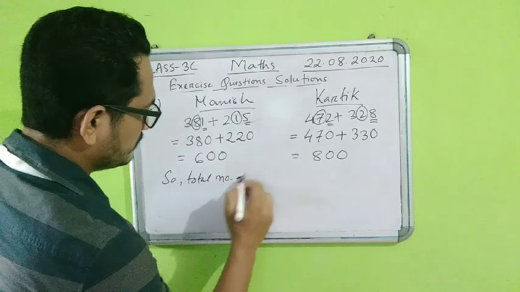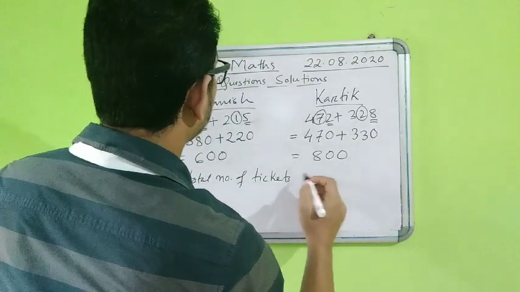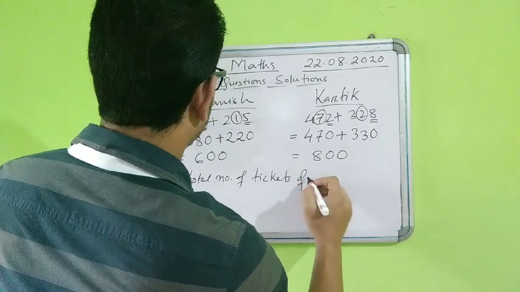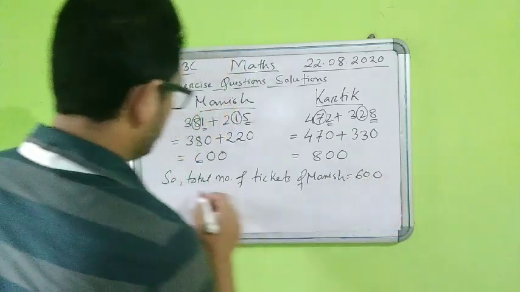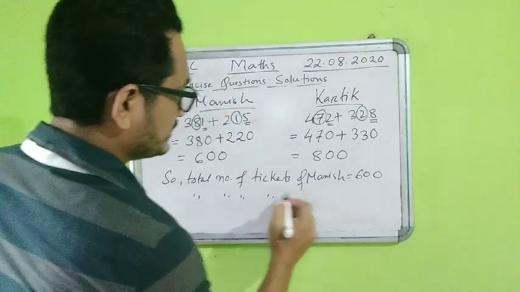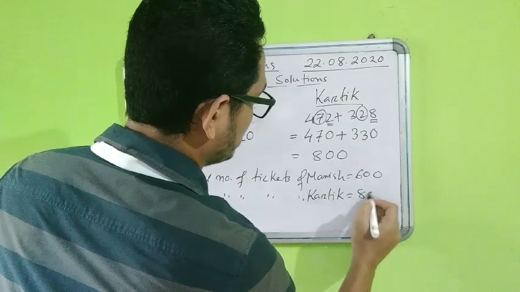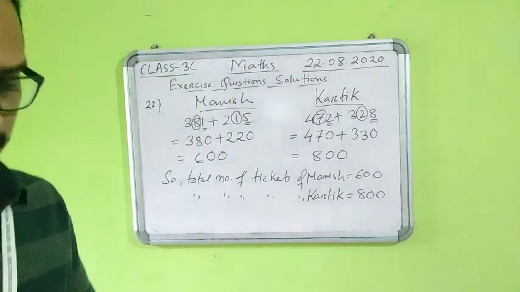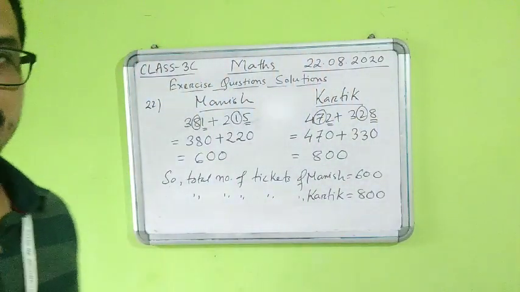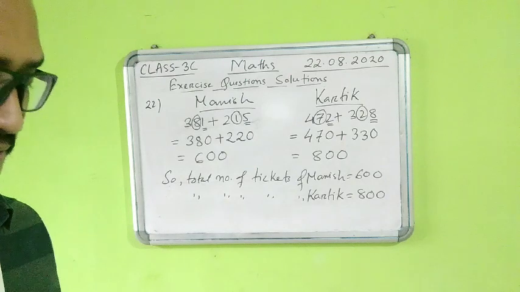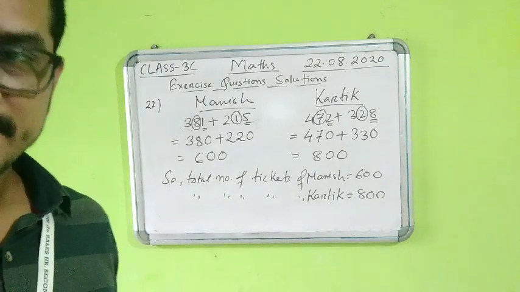So we can write, total number of tickets of Manish is equal to 600 and total number of tickets of Kartik is how much? 800. So this is the final answer. So students, please pause the video and copy this down in the place given on 22. So students, concept 4.1 is completed.